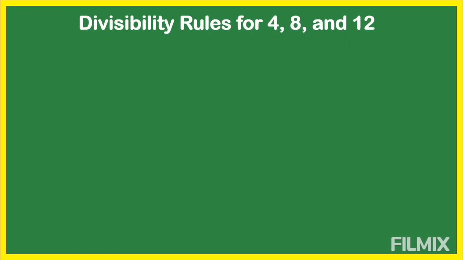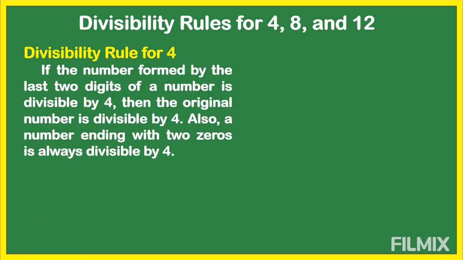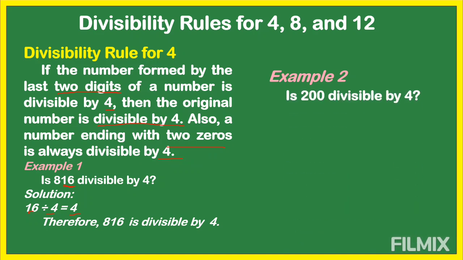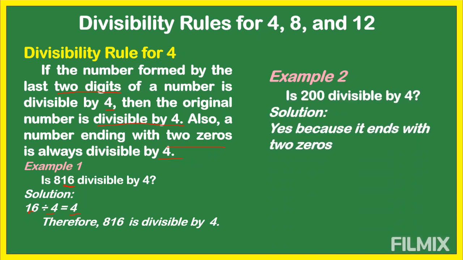Next are the divisibility rules for 4, 8, and 12. How do we know that a number is divisible by 4? If the number formed by the last two digits of a number is divisible by 4, then the original number is divisible by 4. Also, a number ending with 2 zeros is always divisible by 4. For example, is 816 divisible by 4? We're going to look at the last two digits. The last two digits are 16. 16 divided by 4 is equal to 4. So, 816 is divisible by 4. Another one. Is 200 divisible by 4? Yes, because it ends with 2 zeros.